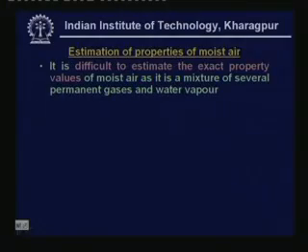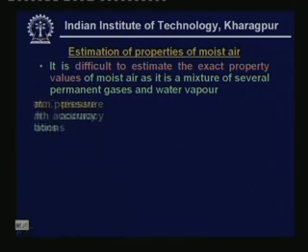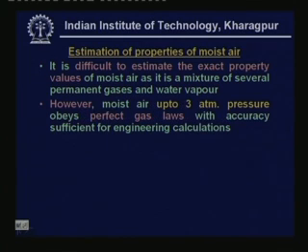It is difficult to estimate the exact property values of moist air as it is a mixture of several permanent gases and water vapor. If you want a 100% accurate or exact value, it is very difficult. However, it is found that moist air up to 3 atmosphere pressure obeys perfect gas laws with accuracy sufficient for engineering calculation. That means we assume that moist air behaves like an ideal gas or a perfect gas, so that you can apply the perfect gas laws, and it is observed that this does not really give rise to a huge error.